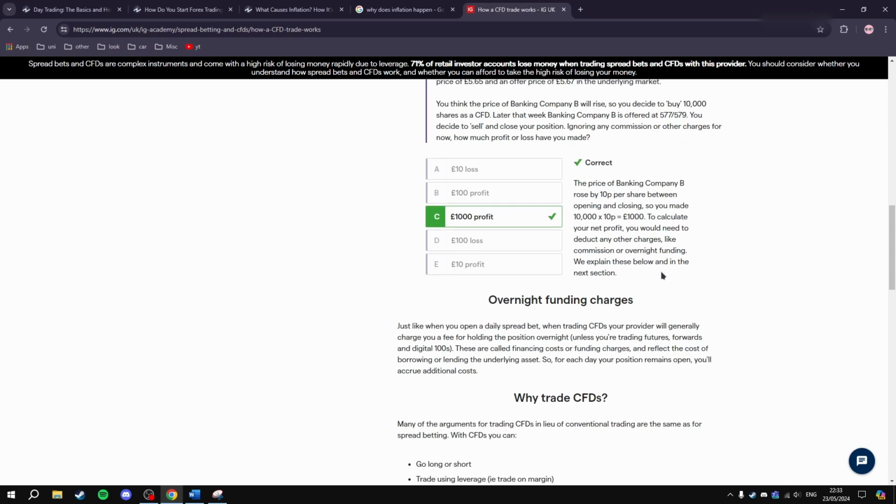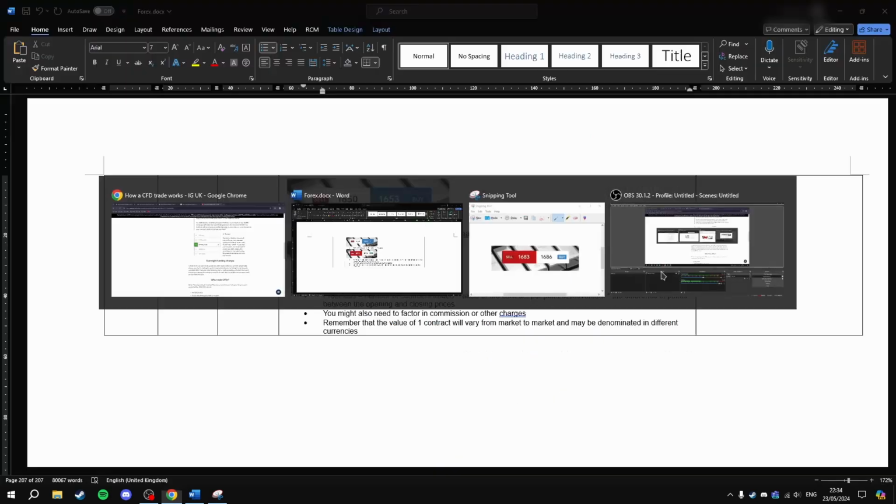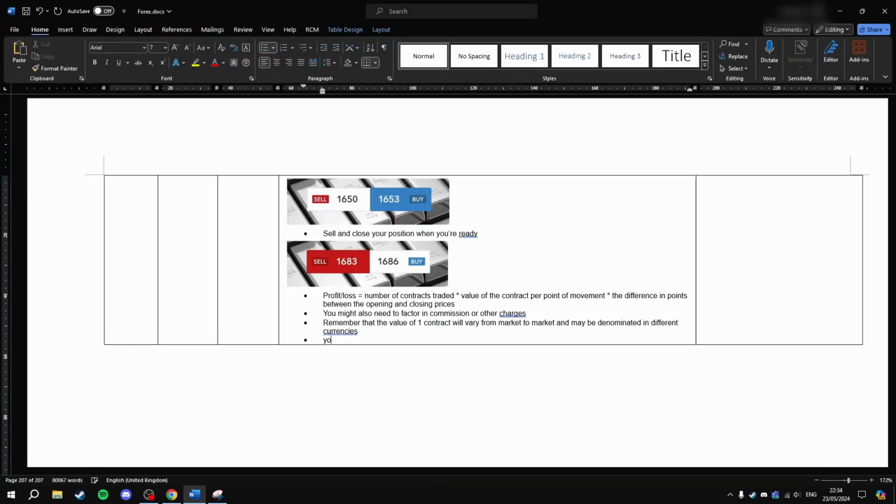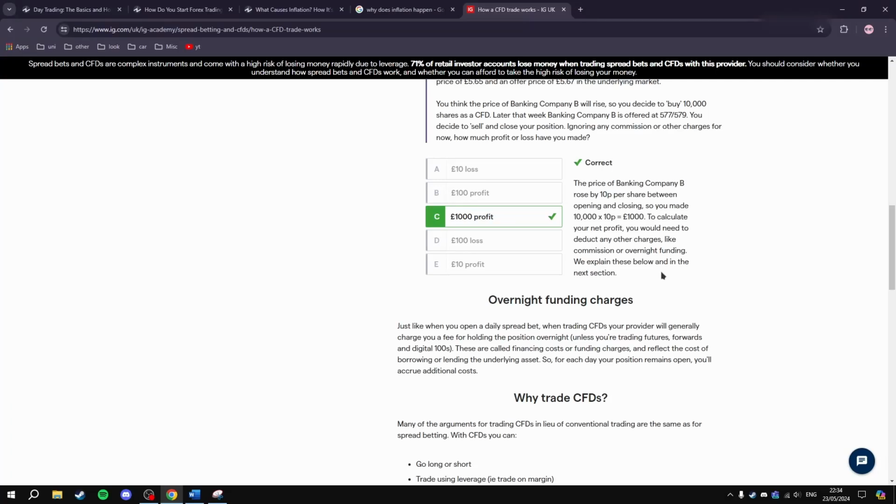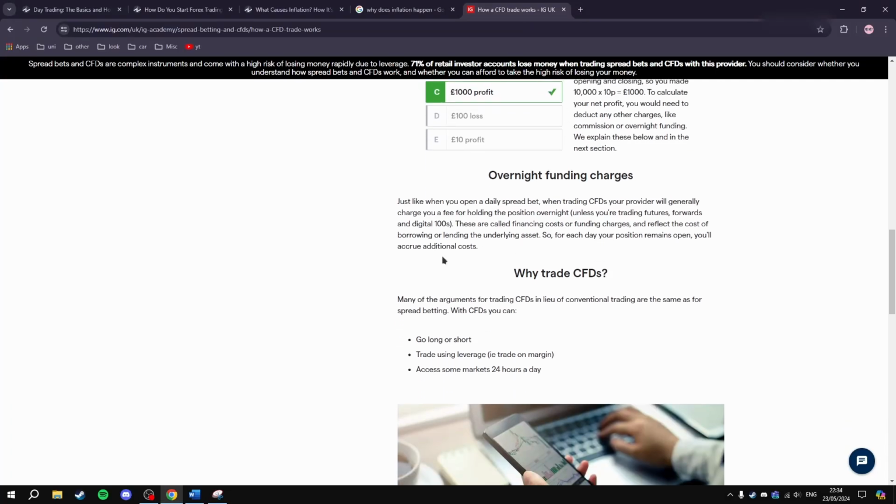Overnight funding charges. Just like when you open a daily spread bet, when trading CFDs, your provider will generally charge you a fee for holding a position overnight, unless you're trading futures, forwards, or digital hundreds. These are called financing costs or funding charges and reflect the cost of borrowing or lending the underlying asset. So each day your position remains open, you incur additional costs.